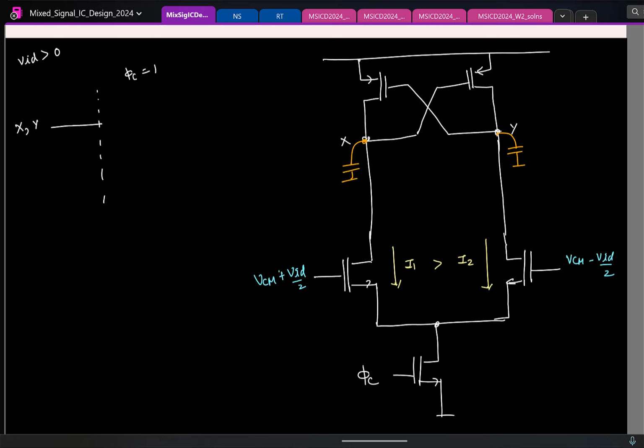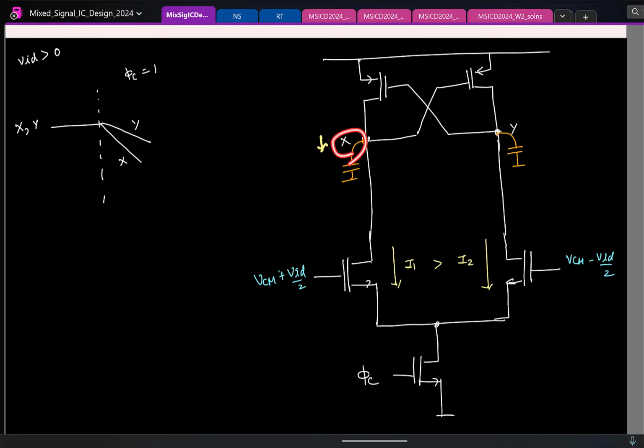What will happen to these voltages X and Y? They will drop. And which will drop faster? X will drop faster because we are drawing a larger current. So it will do something like this. And Y will do something like this. Okay. Now X is dropping faster.